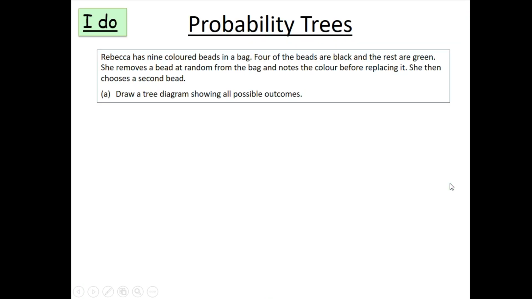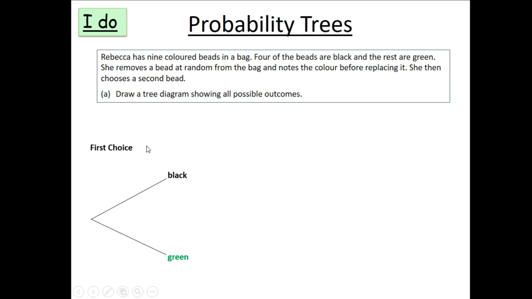Okay, the first question says Rebecca has 9 colored beads in a bag. 4 of the beads are black and the rest are green. She removes a bead at random from the bag and notes the color before replacing it. She then chooses a second bead. Draw a tree diagram showing all possible outcomes.